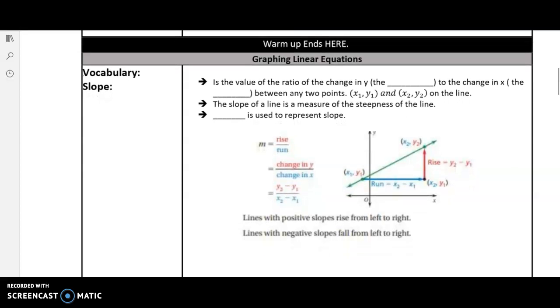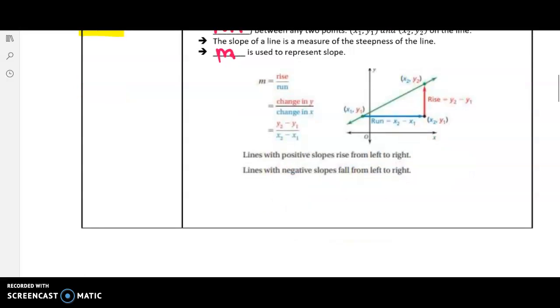All right, vocabulary. Our keyword today is slope. This is the value of the ratio of the change in y, which we call the rise, to the change in x, which we call the run, between any 2 points. We call them x1, y1 and x2, y2. This is just to show that they're 2 different points. The slope of a line is measured in the steepness of the line, and we use the letter m to represent the slope.